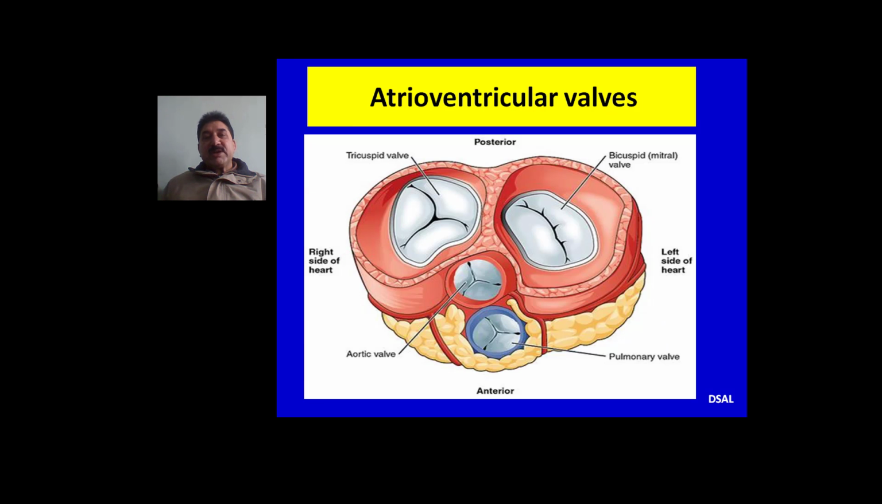What are atrioventricular valves? If we dissect out the atria from ventricles, we can see the 4 valves. These valves are tricuspid valve between right atrium and right ventricle, pulmonic valve between right ventricle and pulmonary trunk, mitral valve between left atrium and left ventricle, and aortic valve between left ventricle and systemic circulation.